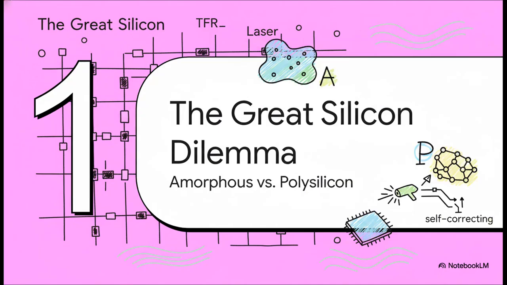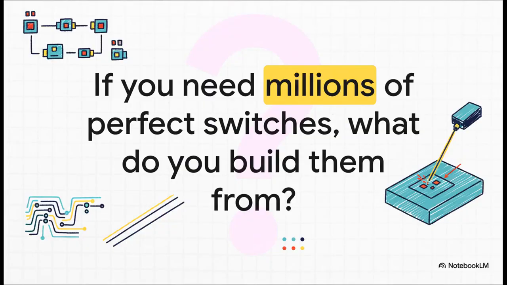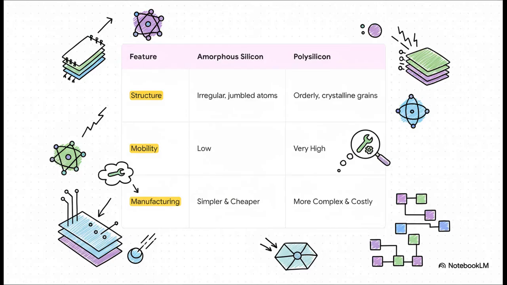So if you're an engineer, the first huge challenge is figuring out what to build these millions and millions of switches out of. This decision is what I like to call the great silicon dilemma, and it really sets the stage for everything else. The material has to be a semiconductor, and the number one choice is, of course, silicon. But, and this is a big but, not all silicon is the same. The way the silicon atoms are structured is going to determine the performance, the cost, and just how hard the whole display is to make. You've basically got two main options: amorphous silicon and polysilicon.